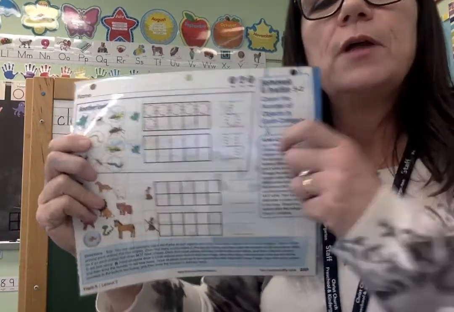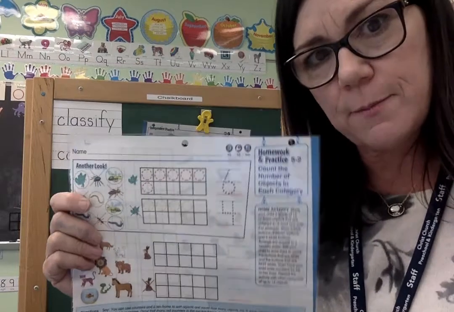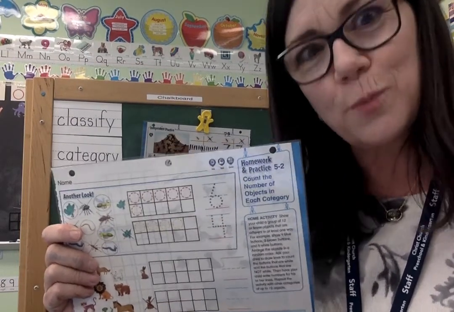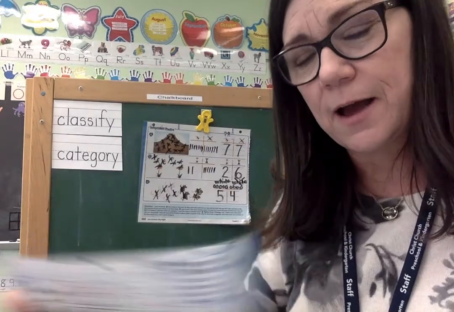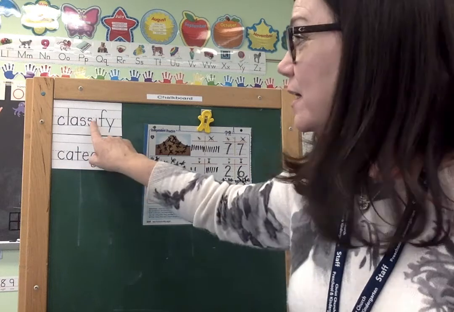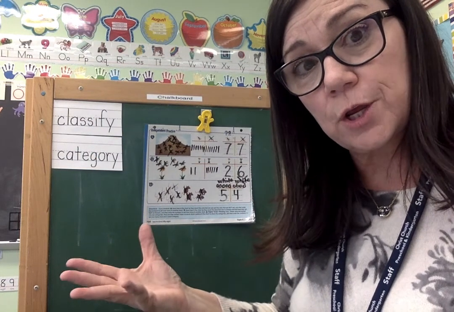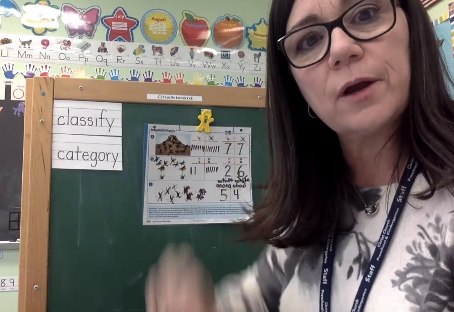All right, for homework this afternoon, later today, I want you to revisit this. This time you'll be using counters and a 10 frame instead of the tally marks to do exactly what we did today. So I want you to revisit it and see if it makes a little bit more sense after you do it the second time. Classify, category. To classify is to think about how we're going to sort, what attribute we're going to use, and then we build our 2 categories once we decide how we're going to classify. Okay, I'll see you tomorrow for math.